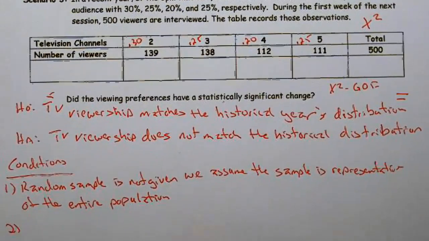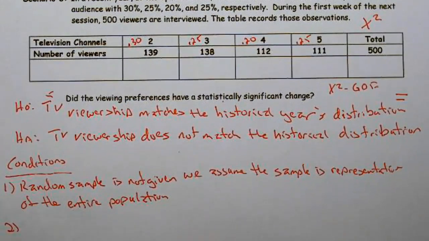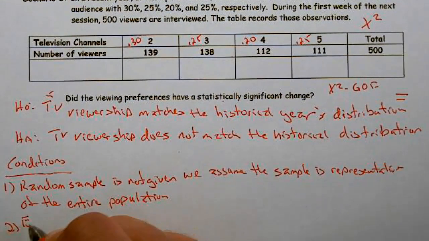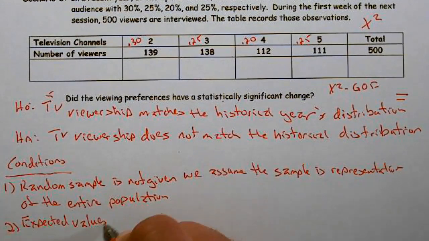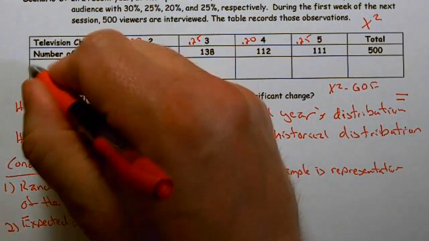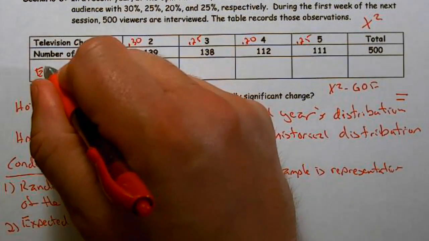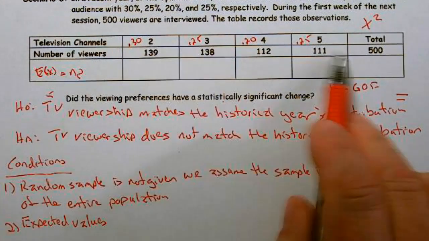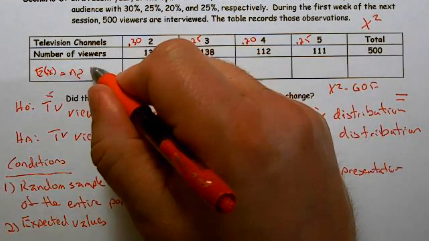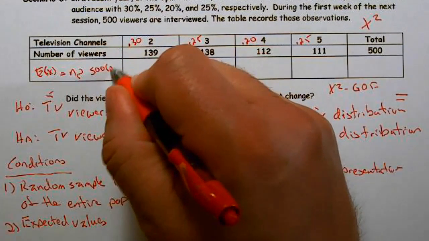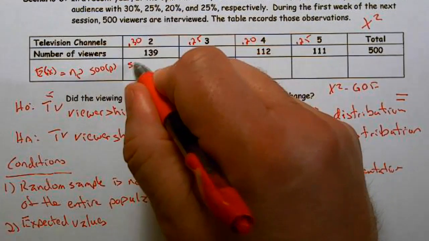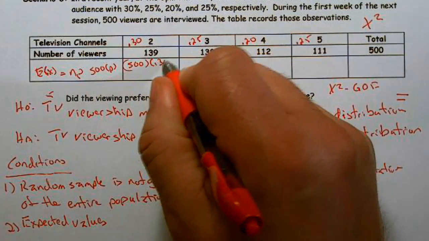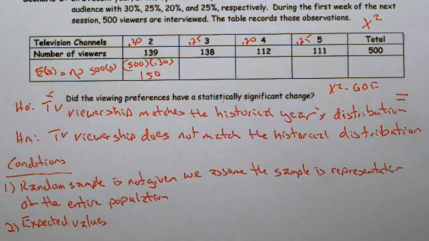Two, we need to worry about our expected values. And remember, expected values must be greater than 5. They didn't give them to us. So remember, expected equals essentially n times p. In this case, n is 500. So this is going to be 500 times 0.30. So we have an expected value of 150.